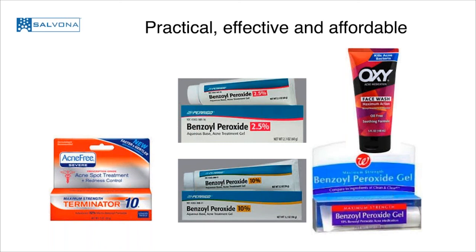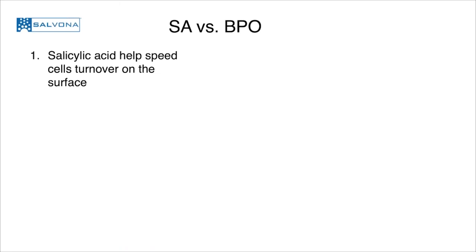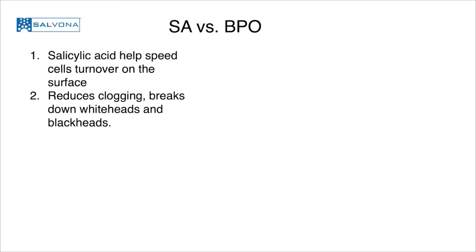Now you may ask yourself, how would I know which one I should use, salicylic acid or BPO? So let's summarize the differences between the two APIs. Salicylic acid helps to speed cell turnover on the surface. In other words, it exfoliates the skin and resurfaces it. By doing so, it reduces the clogging. It breaks down the whiteheads and blackheads. It is available as OTC from 0.5 to 2%.